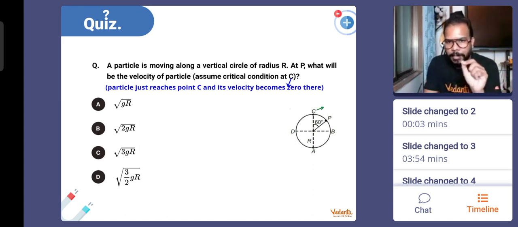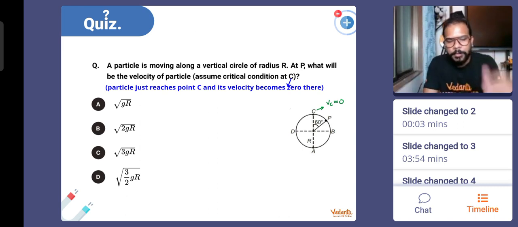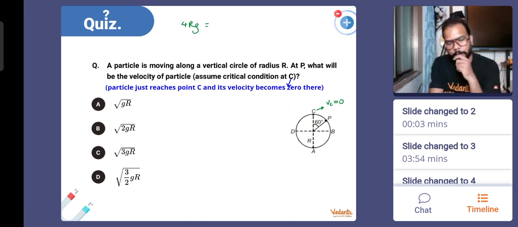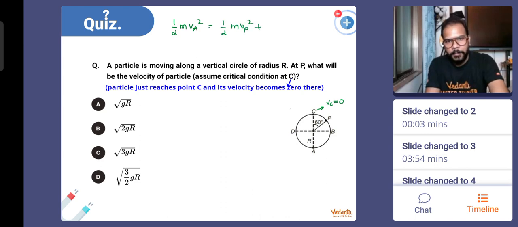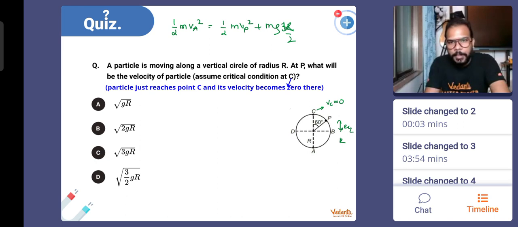So if I'm going by that condition, that at C the velocity becomes zero, if I'm considering the second situation as the critical condition, okay. So wait and watch. I will explain once I'm done. So at A, it is half mvA square equal to half mvP square plus mgh. और ये height होगी R by 2 and R, that means 3R by 2. So mass cancel हुआ, 2 cancel हुआ. If this is 4 rg, this is vP square, this is 3 rg.